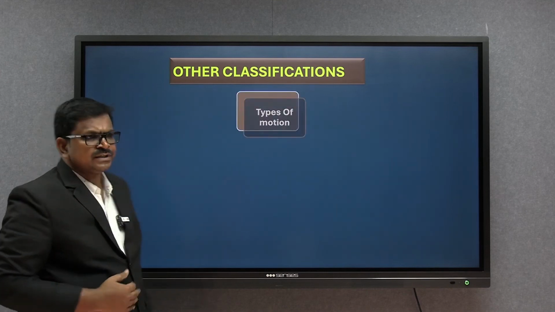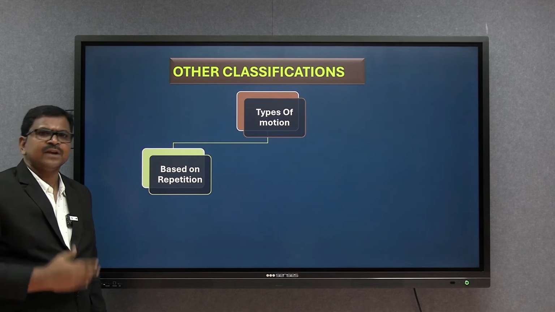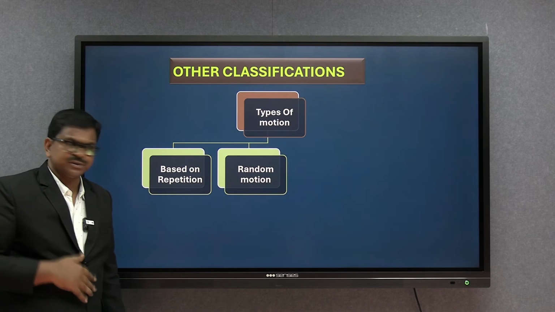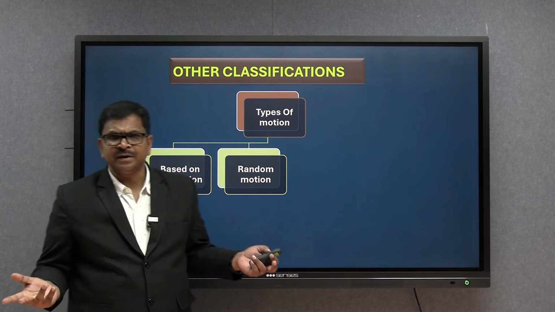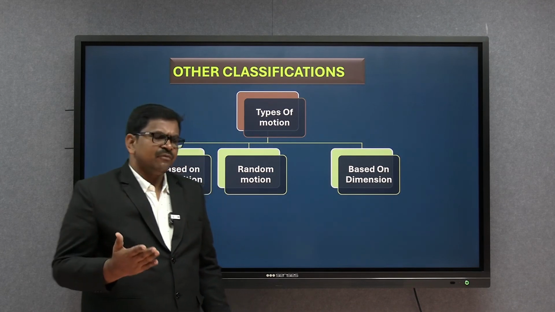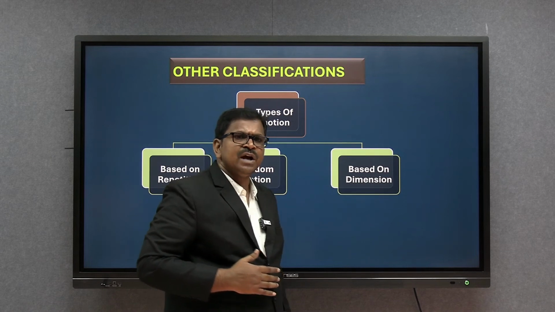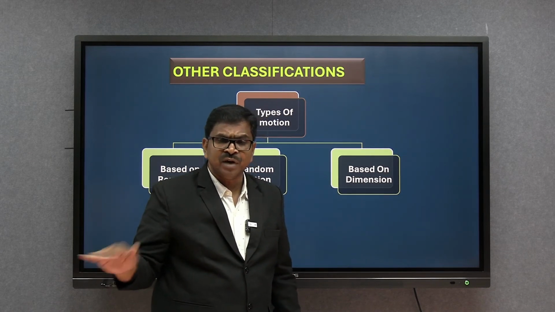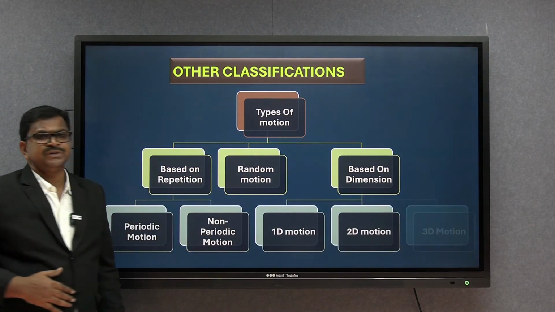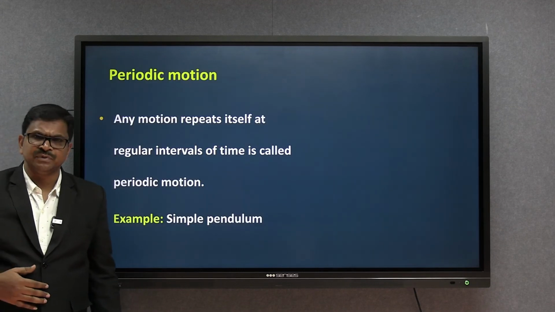Other classifications of motion: we can classify based on repetition, like periodic and non-periodic. Just now, oscillatory motion we observed is periodic motion, and random motion is where there is no particular pattern. And based on the dimension: if it is moving along only one direction, it is one dimension. If it is moving along two directions, it is two dimension motion. If it is moving along three directions, that is three dimension motion. So that is the other kind of classification of motion.